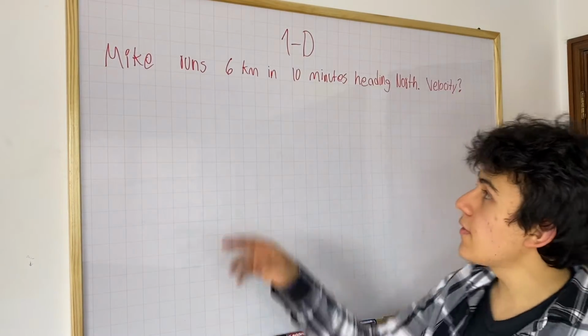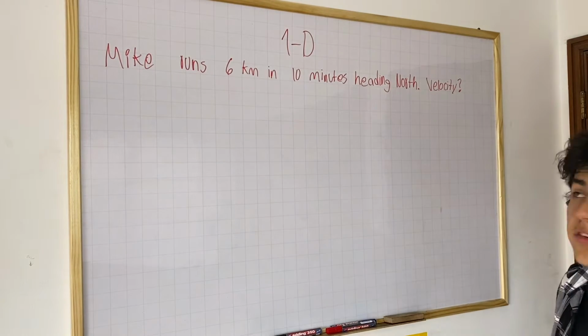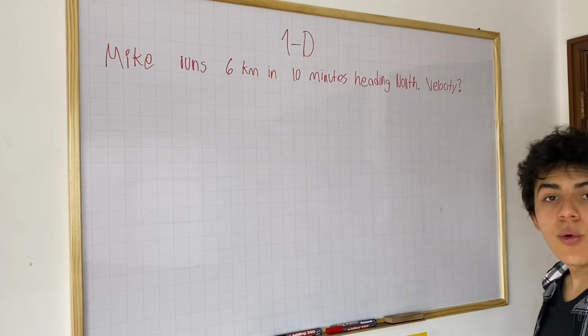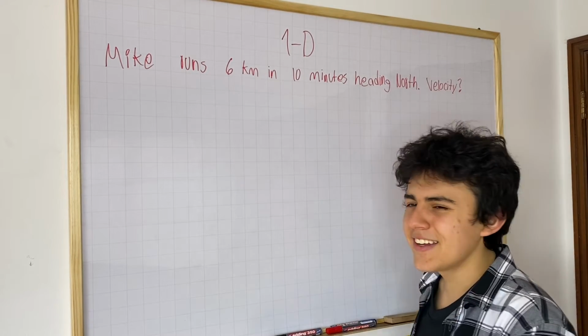Now, let's say we have this problem. It's pretty simple. Mike ran 6 kilometers in 10 minutes, heading north. What was his velocity? Or what is his velocity? This is in present tense.